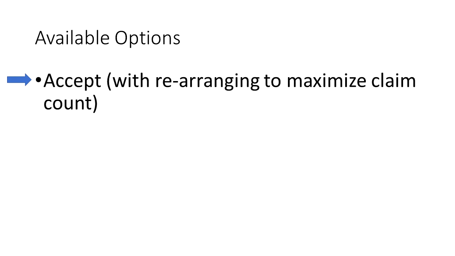So what options do we have in this case? It is certainly good to have allowable subject matter, but if you didn't get everything that you applied for, what are the options of what to do next? One option is to simply accept the allowable subject matter, sometimes with rearranging to maximize claim count.